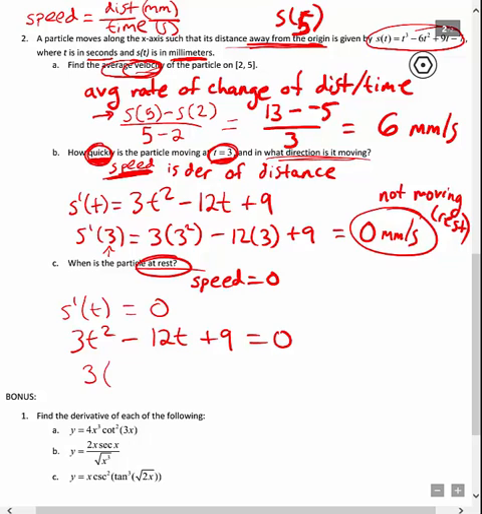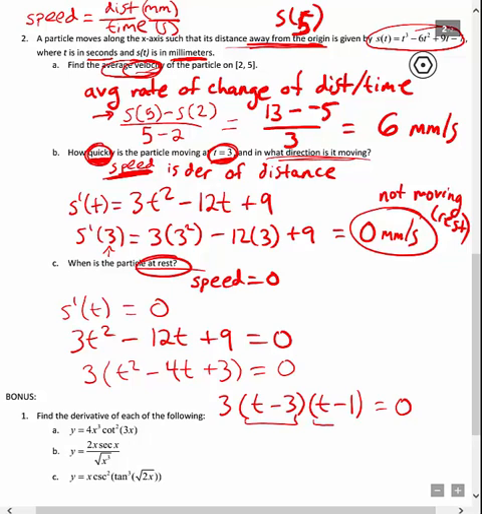I can factor out a 3. T squared minus 4t plus 3 equals 0. Then we'll factor this. That's t minus 3 times t minus 1 equals 0. And then I set these each equal to 0. So I get time equals 3 seconds and time equals 1 second. Make sure that you put in the units.